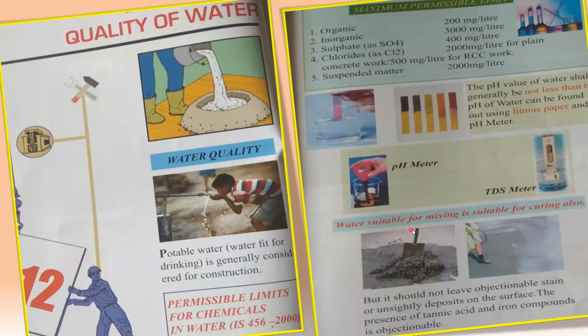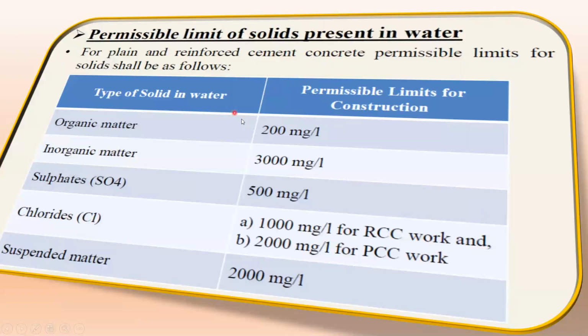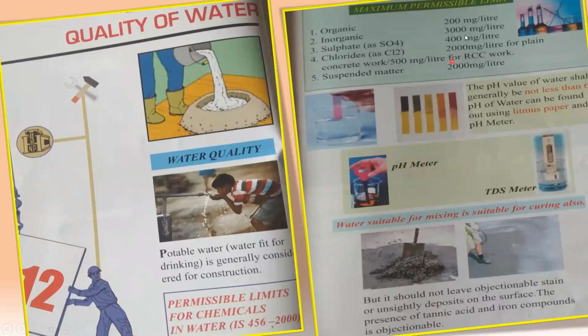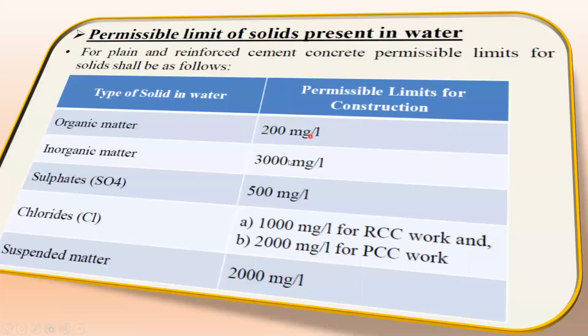Also, water suitable for mixing is suitable for curing also. We'll see what curing is in the second chapter. So to put it in a better way, you can write it this way also. Organic matter, same thing, whatever I've written, 200, there might be a few changes. Let me go back. Yes, organic matter is 200 milligram per liter. Inorganics is 3000 milligram per liter. Yes, it is also correct.